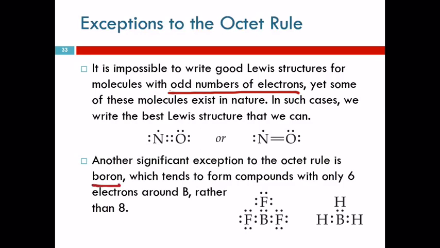Another significant exception is boron. Boron is one of the little guys, right? He's element number 5. He's much bigger than hydrogen and helium, who go for a duet, but he's not as big as like carbon and nitrogen and some of the other regular elements. So boron a lot of times will form compounds where he only has 6 electrons, and he seems to be okay with that. So if he's fine, we just have to leave him alone. So boron trifluoride. The fluorines will have octets, but boron is okay with just 6. He has low expectations. Here, boron trihydride, the hydrogens get the duet that they want, and the boron will settle for 6. It happens.